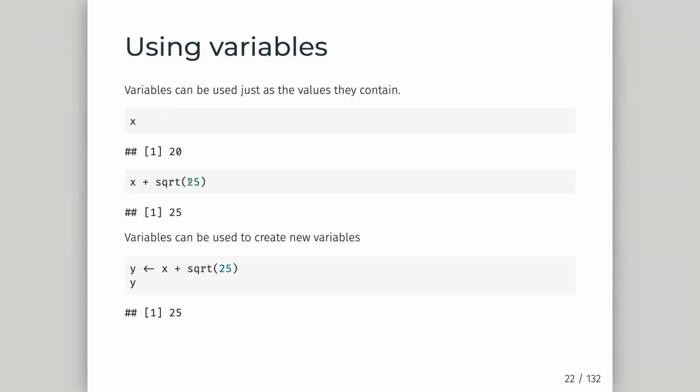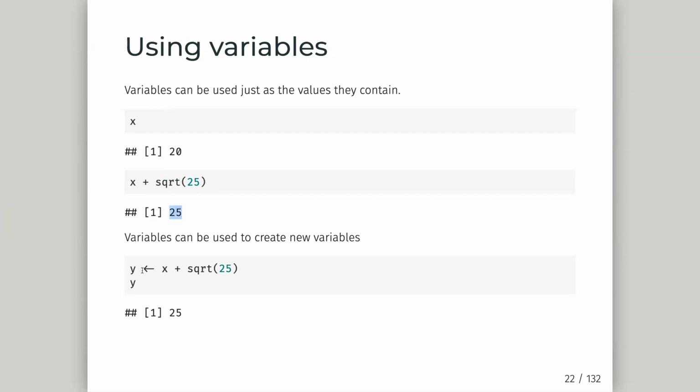Variables can also be used just as the values they contain. So here I have x as 20 now, and I can treat it just like a number. There is no assigning variables a particular class like you do in other languages like Python, where I'd say this is an integer. Here I know this is a number, and I can add to it the square root of 25, and I'll get 25 as another value.